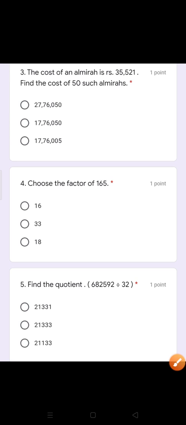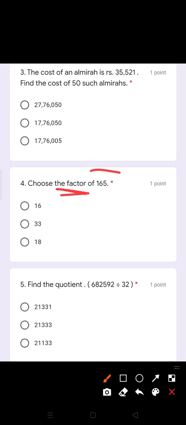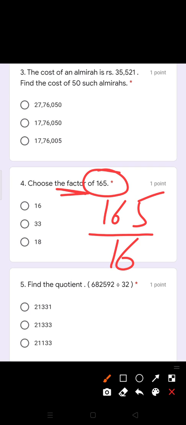Now let's move forward. Choose the factor of 165. So if you know what are factors, factors are all those numbers from which the given number can be divided. So 165 के factors they are asking. So it means you have to check by dividing these numbers. First we will divide from 16. So 16 ones are 16. Now 5. We cannot divide 5 from 16, right? So it means 16 is not the factor of 165.